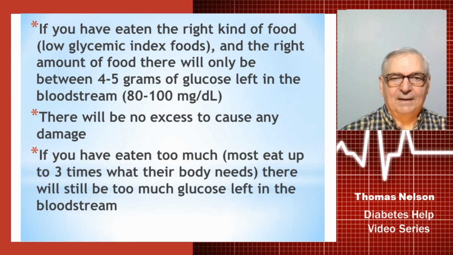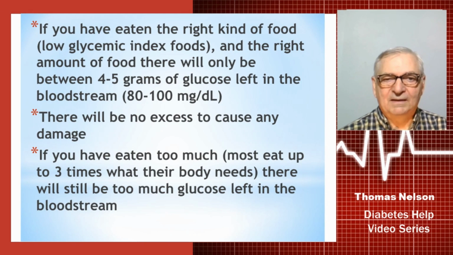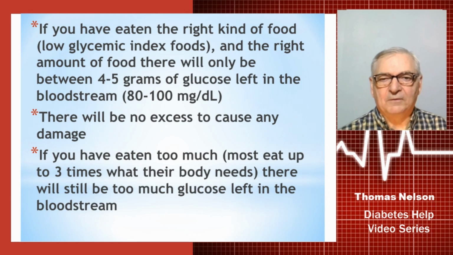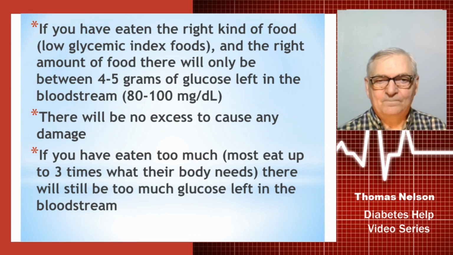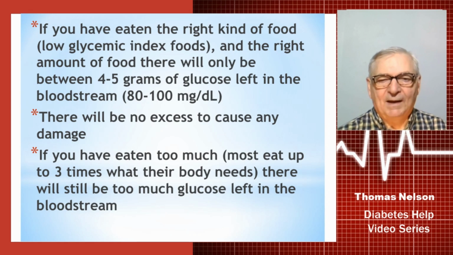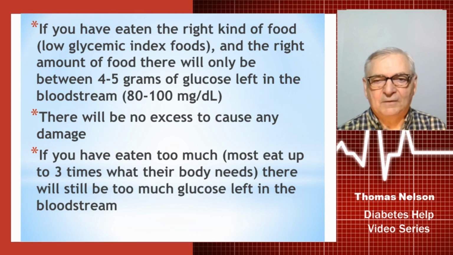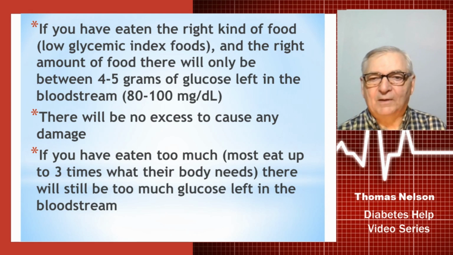So if you've eaten the right kind of food, which should be low glycemic index foods, and the right amount of food, there's only going to be between 4 and 5 grams of glucose left in your bloodstream once all 37 trillion of your body cells have taken up as much glucose and stored it as they can. So there will be no excess to cause any damage. Your little guy in the control room, your hypothalamus, is designed to allow 4 to 5 grams of glucose in the bloodstream, which means that will produce a blood sugar of 80 to 100 milligrams per deciliter as read on your scale.